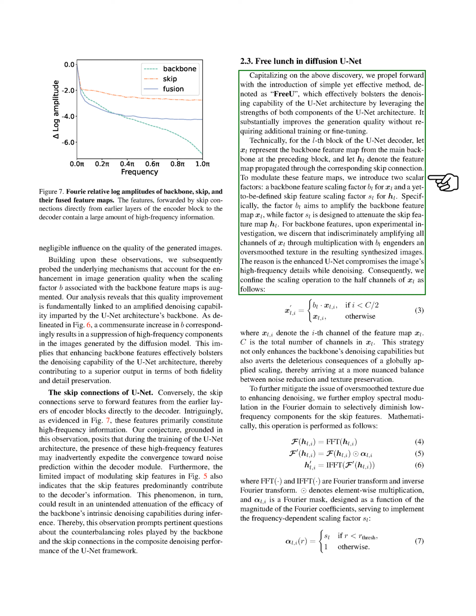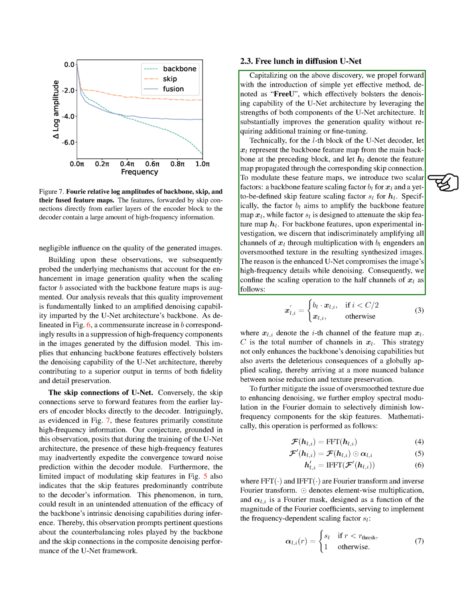Next, we introduce a simple yet effective method, called FreeU, which enhances the denoising capability of the UNet architecture by leveraging the strengths of both the main network and the skip connections. This method significantly improves the generation quality without requiring additional training or fine-tuning.